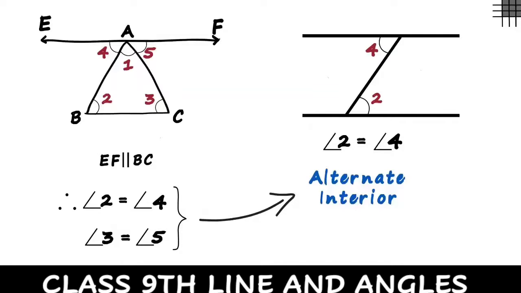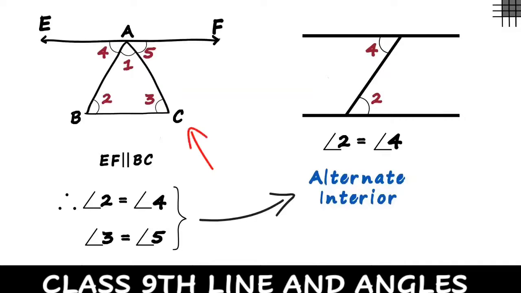What we are interested in is the sum of these three angles. Angle 1 plus angle 2 plus angle 3. Since angle 2 is equal to angle 4 and angle 3 is equal to angle 5, we can write this as angle 1 plus angle 4 plus angle 5. We just replaced angles 2 and 3 with angles 4 and 5. What does this tell you?